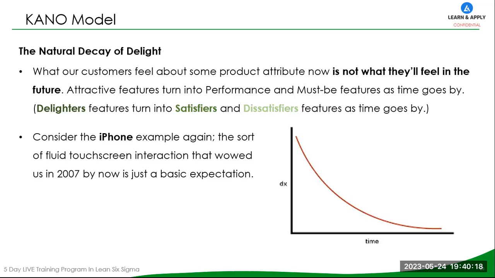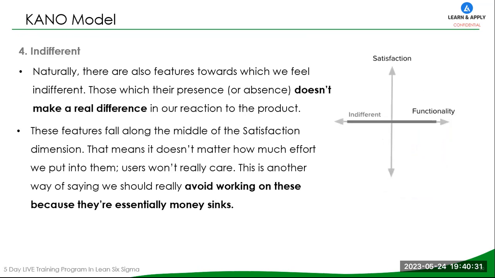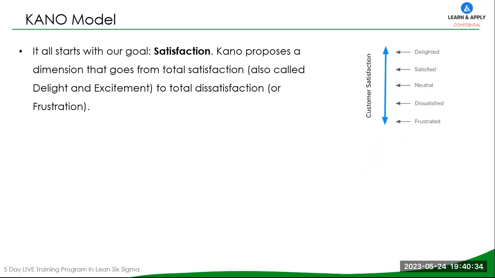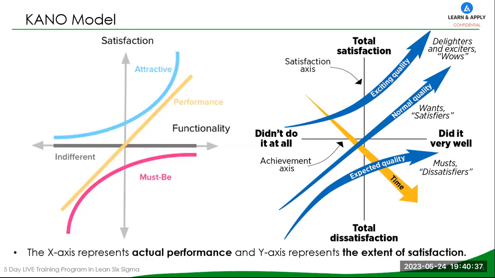These are being taken for granted. Yes, absolutely. Some years before they were delighters, now they are dissatisfiers that you must have. That's why the diagram of the Kano model has an arrow with time. The exciting quality, the delighters, move to normal quality or performance as time goes on, and further on they convert into dissatisfiers.